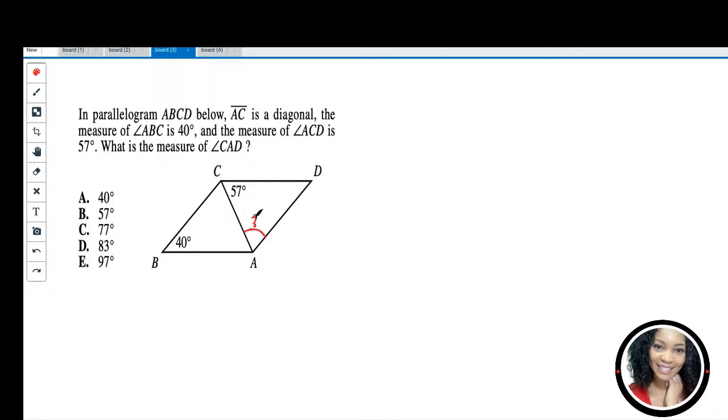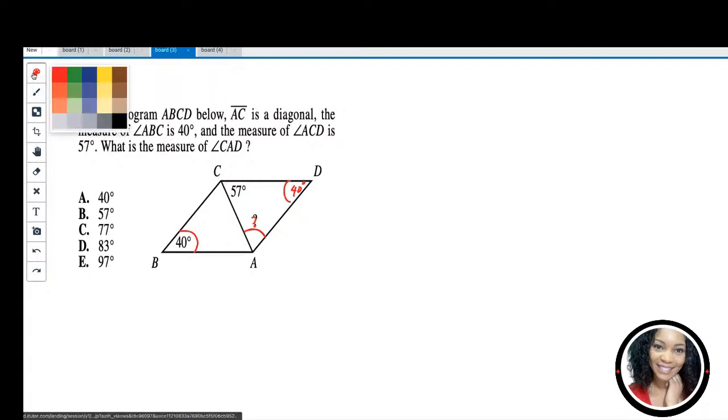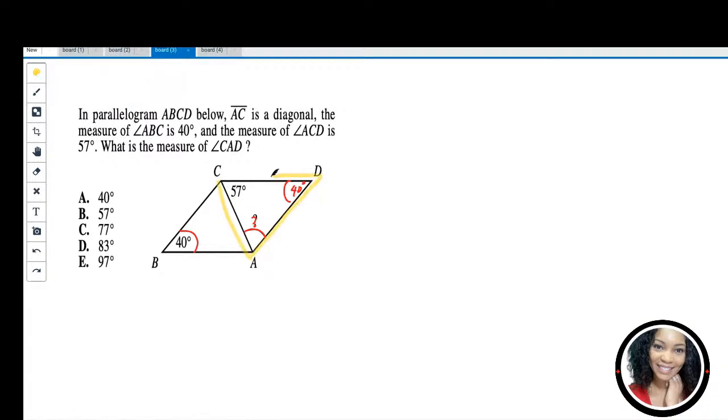So you do need to know some things about parallelograms. Specifically, opposite angles are equal, right? So that means angle B is congruent to angle D in a parallelogram. So this one is 40, right? So opposite angles are congruent. Now we are just one step away from the correct answer here because in this triangle, we've got 2 of the 3 angles we know right now. Okay, so we have 57 and 40. We just need to find the third angle.